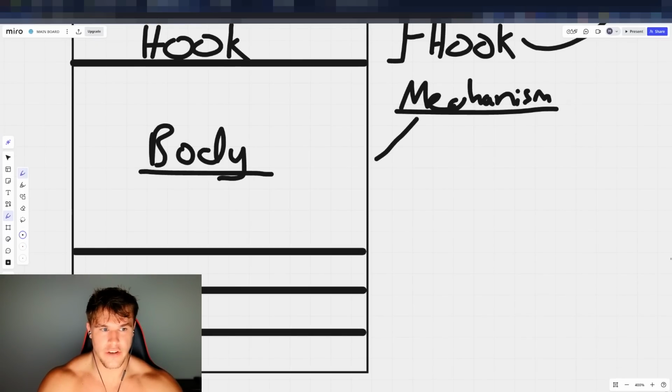So that's the first section of the body, right? Again, it's going to look different in every ad, but you need to have some way to differentiate yourself. And the mechanism is a fantastic way to do that. The other thing that you have to do in the body is essentially, there's no fancy word for this. It's literally just the how it works section.